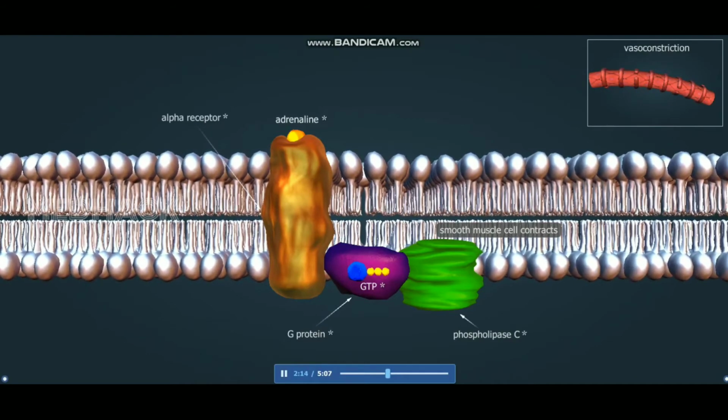IP3 causes the endoplasmic reticulum to release calcium ions, while DAG activates the protein kinase C enzyme. Calcium ions and protein kinase C have the joint effect of contracting smooth muscle cells, constricting blood vessels, and decreasing the blood supply to the organs.